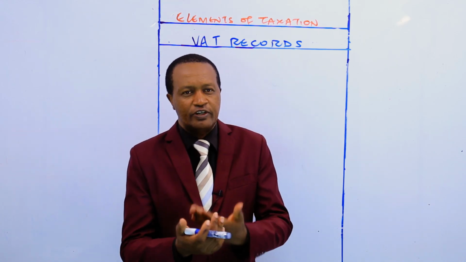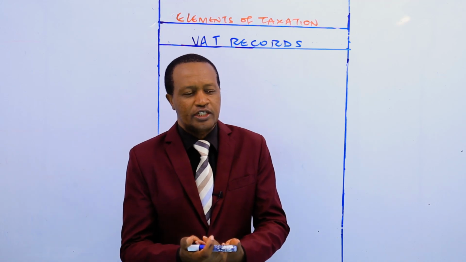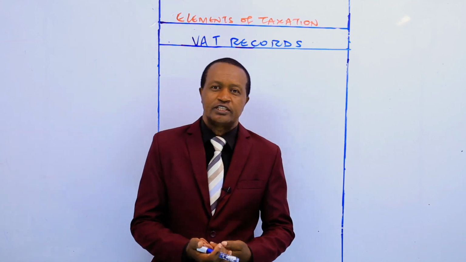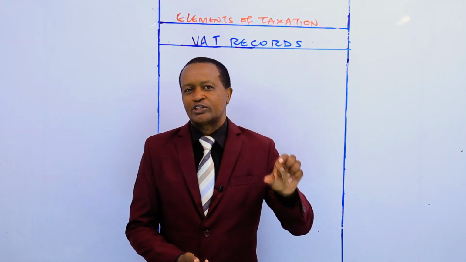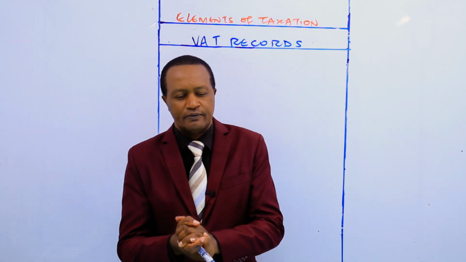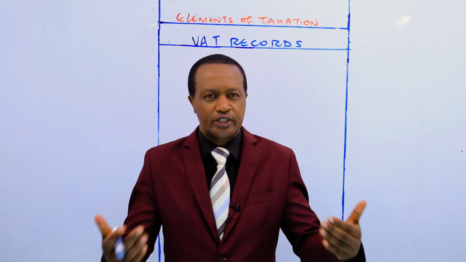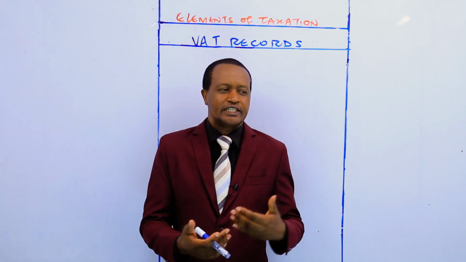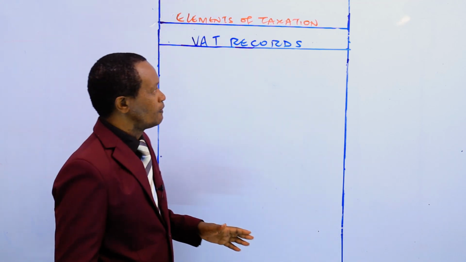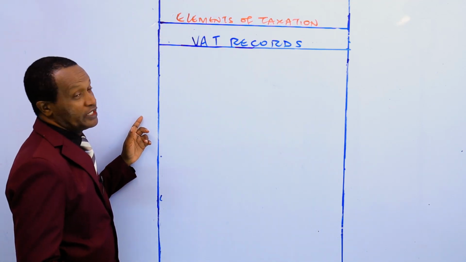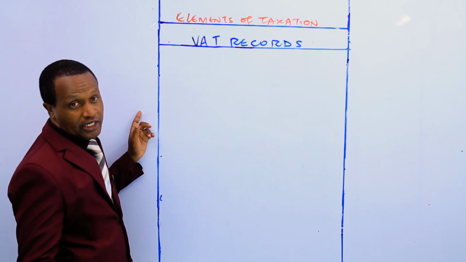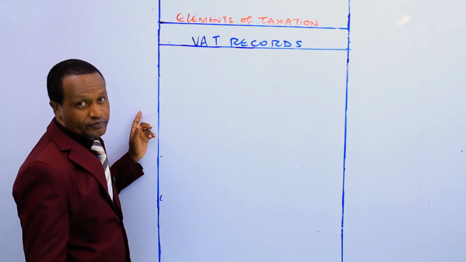VAT records, value-added tax records. Candidates, maintaining accurate and comprehensive VAT records is a statutory obligation for all VAT registered persons in Kenya. And these records are crucial for accuracy and for facilitating efficient business operations. And the legal basis for keeping of VAT records is the Tax Procedures Act and the VAT Act, along with their respective regulations.